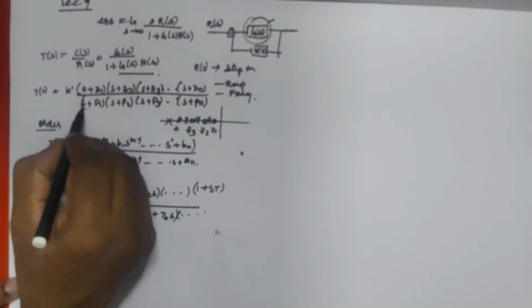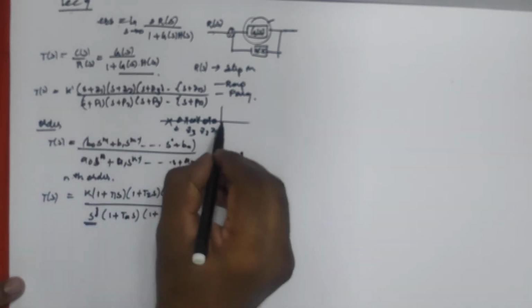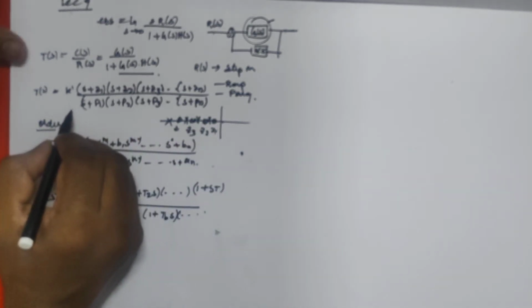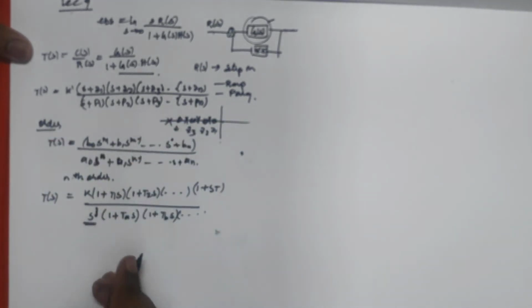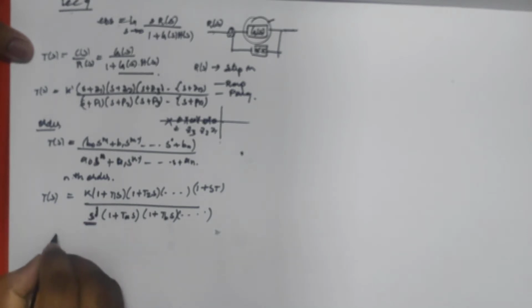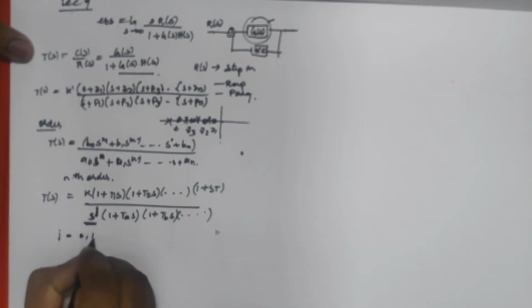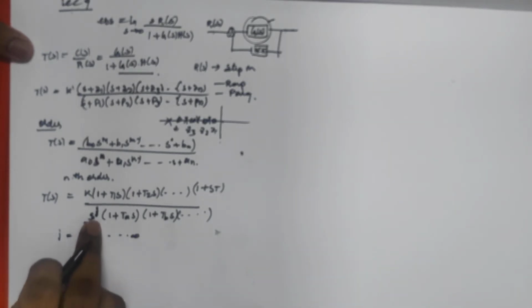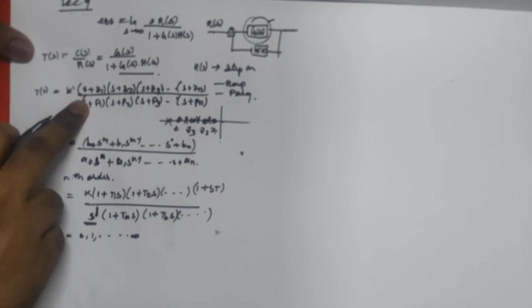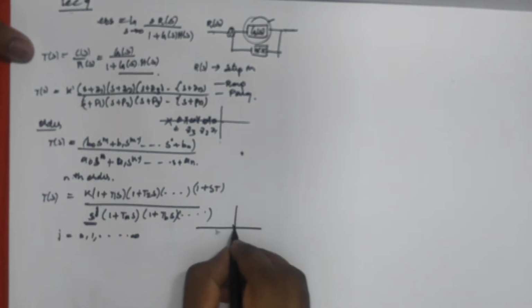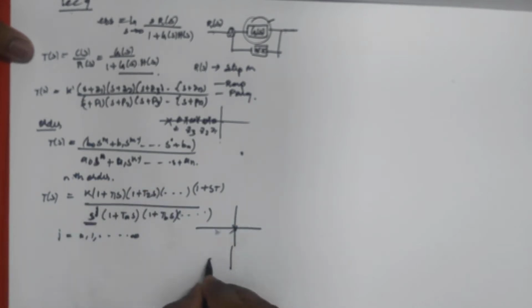If we have no poles in the origin, all poles are located in the left side of the origin, but here what I see is there is a pole in the origin. So j goes from 0, 1, up to so on infinity. If j equal to 0, it means there is no pole in the origin. If j equal to 1, it means there is one pole in the origin. If j equal to 2, there are 2 poles in the origin.